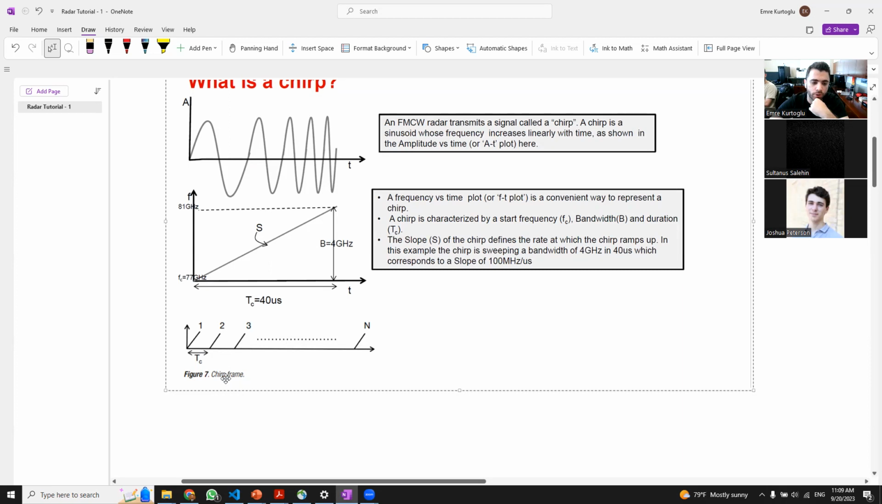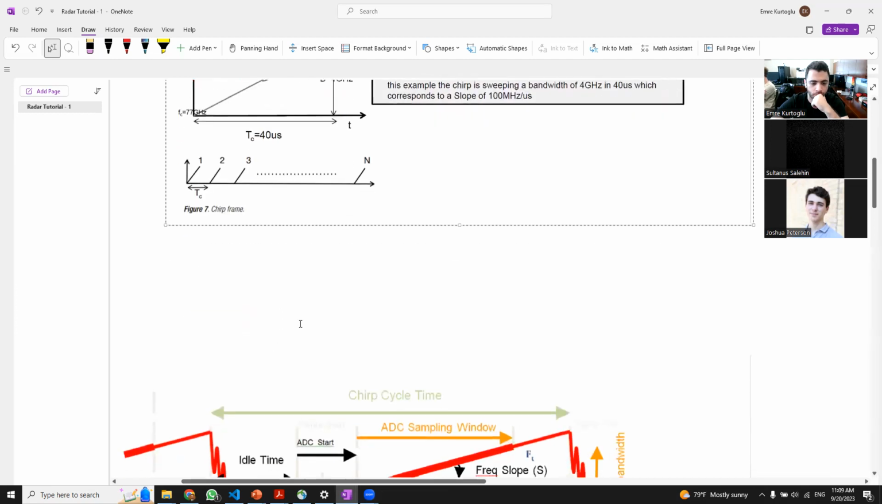For example, if we have 40 milliseconds of chirp time, and we are transmitting a certain number of them, after adding up all of these chirp times, we get our frame duration. Depending on our frame duration, we will have our frames per second in the radar data. We'll see those a bit later.